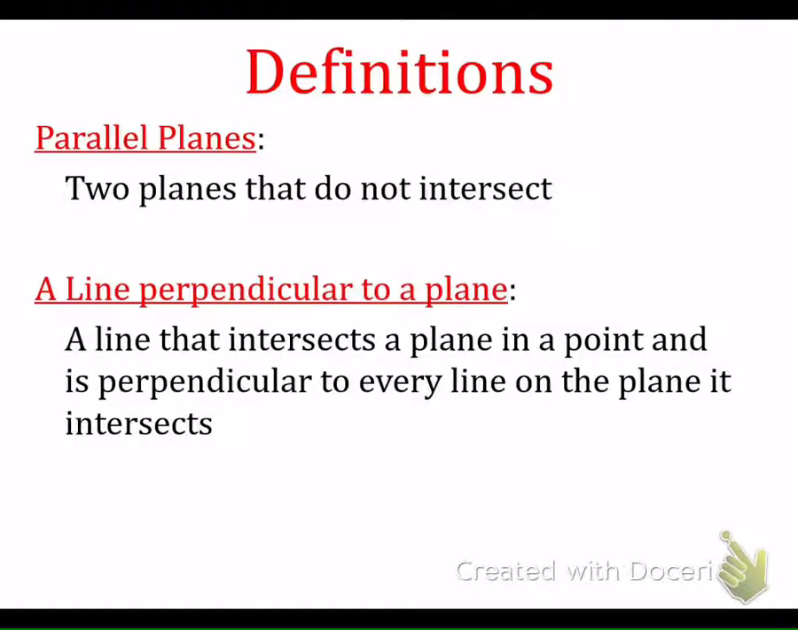Now, a line perpendicular to a plane. This one's a little less fun. Not a lot of food examples here. Ooh, maybe the toothpick going into the club sandwich with all the parallel breads. There you go. So it's a line that intersects a plane at a point, and it's perpendicular to every line on the plane that intersects that point.